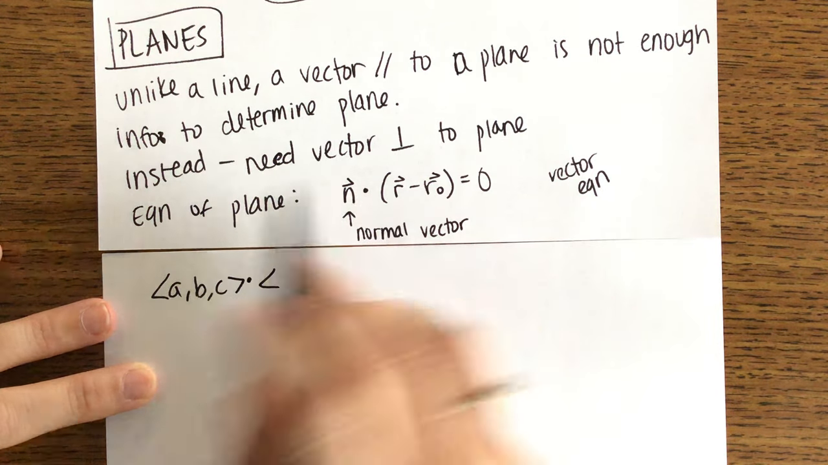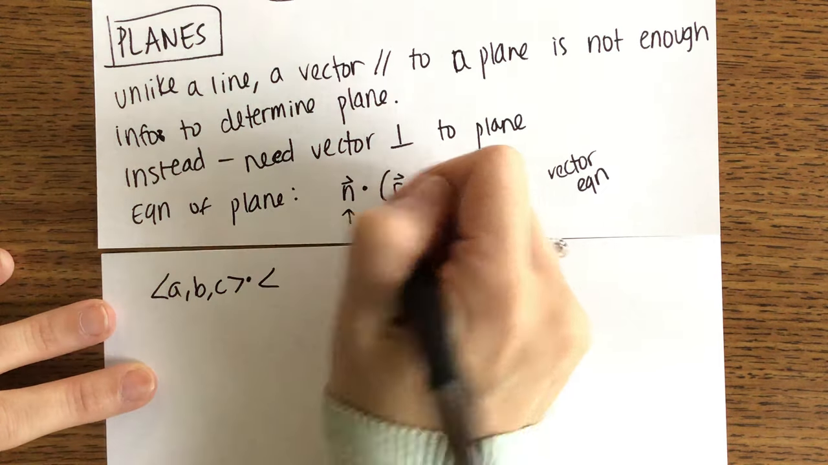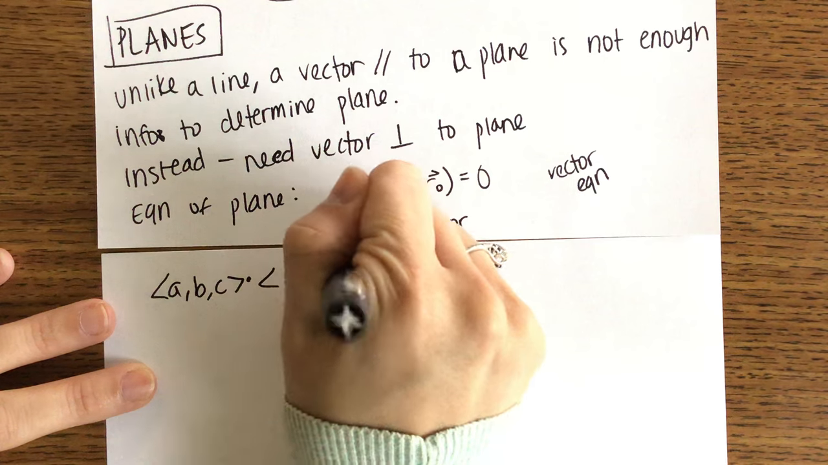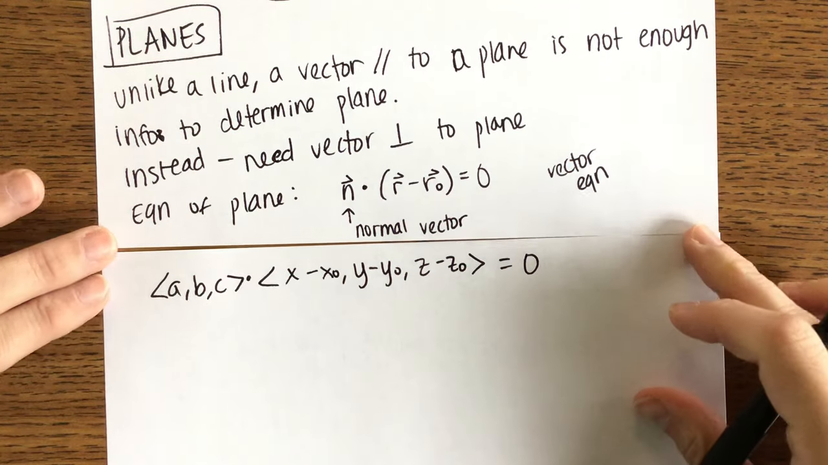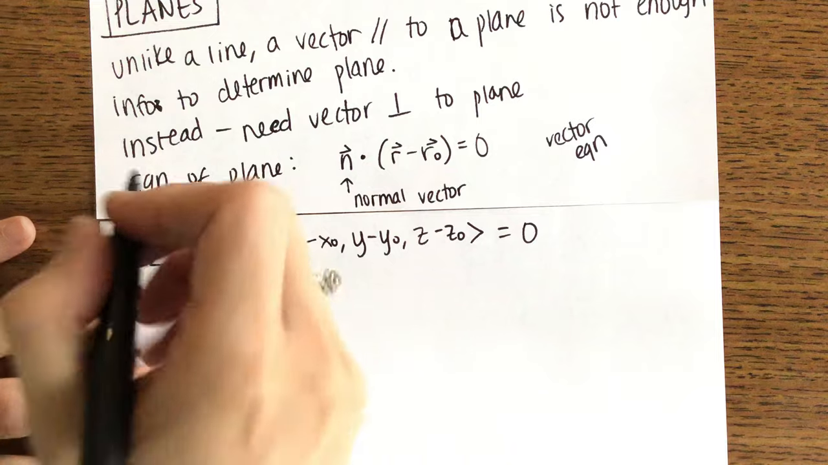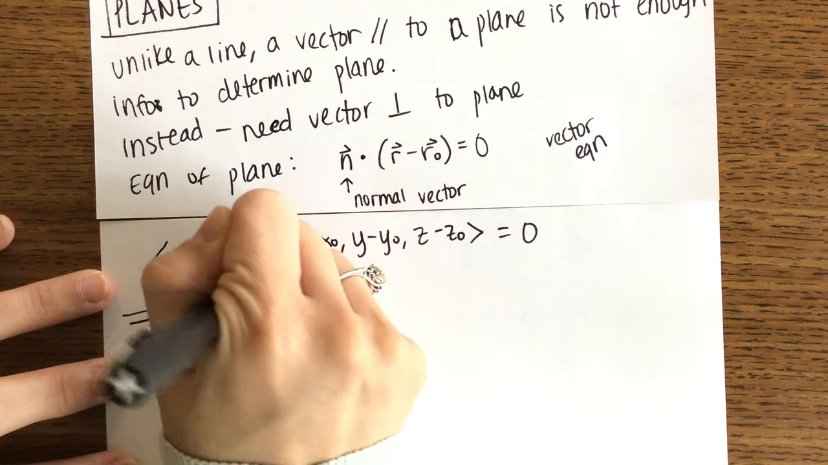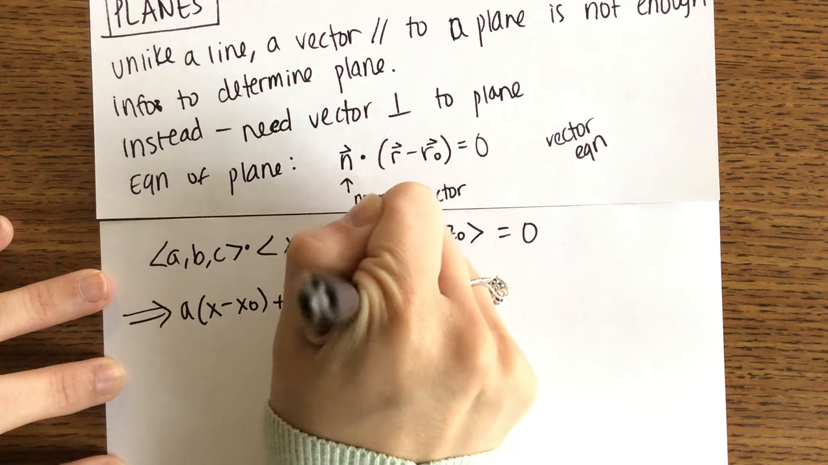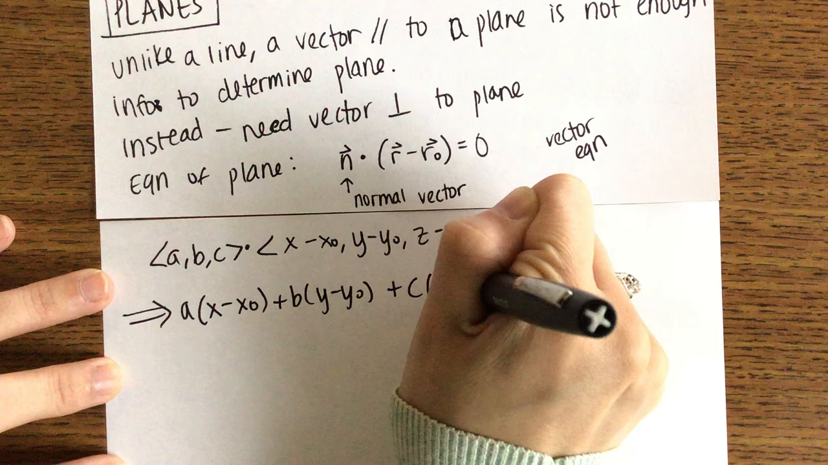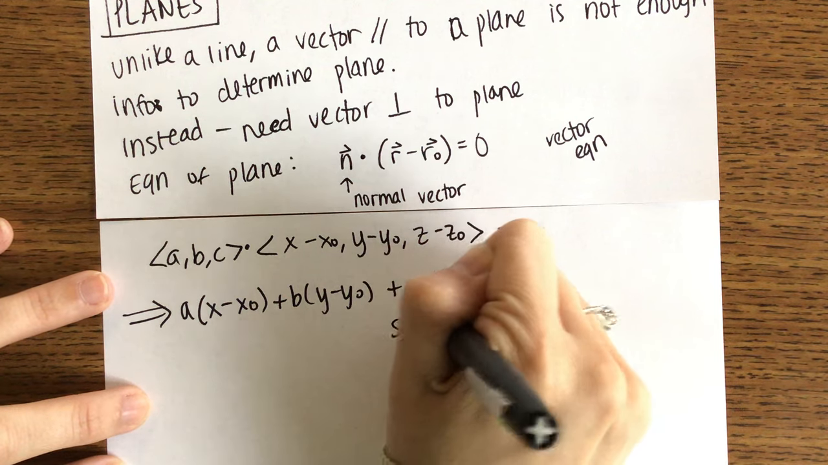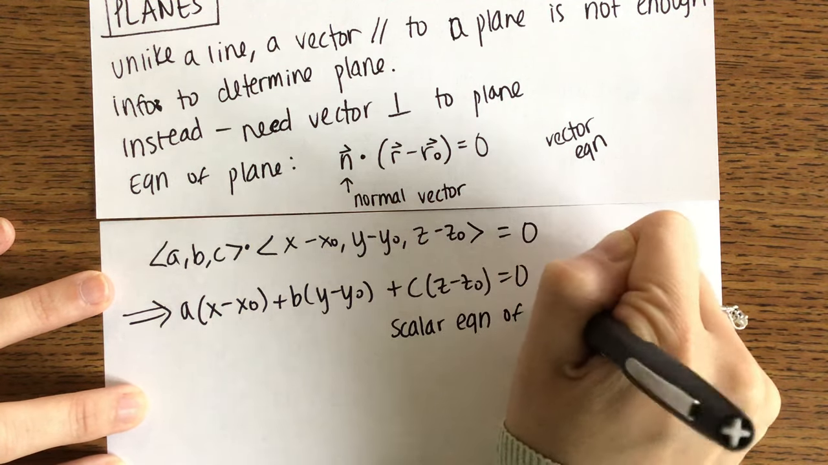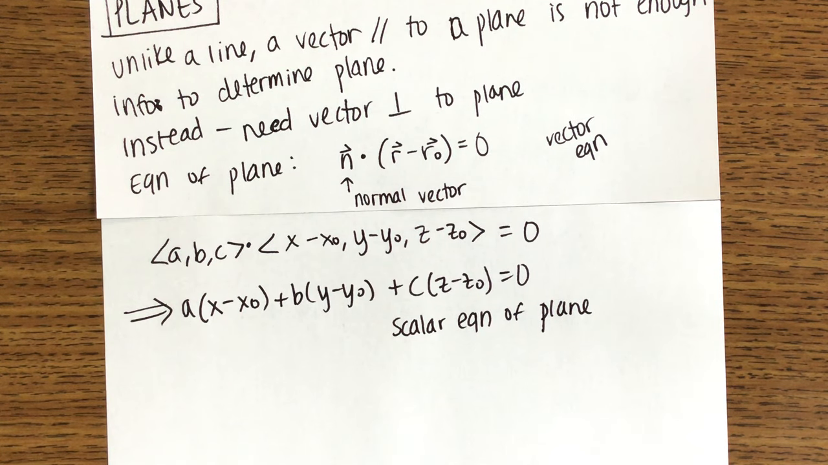Remember that r represents any point on the plane, or a vector that goes to that point at least. So r is <x, y, z>, and this will be <x minus x naught, y minus y naught, z minus z naught>. If we multiply this out, it leads us to a times (x minus x naught) plus b times (y minus y naught) plus c times (z minus z naught) equals zero. This is called the scalar equation of the plane. And then there's one other equation when all of this is multiplied out and you combine the like terms.